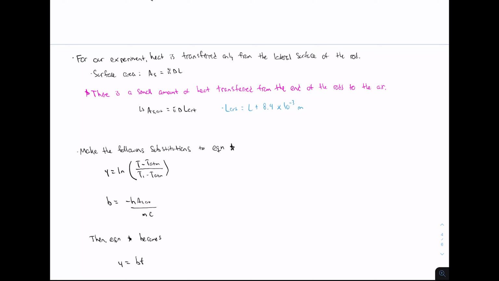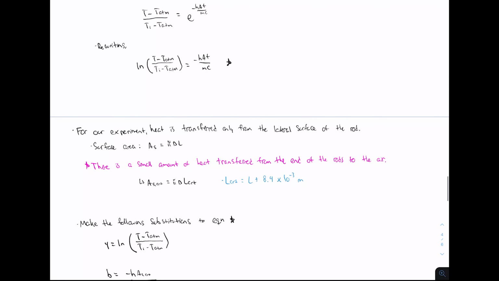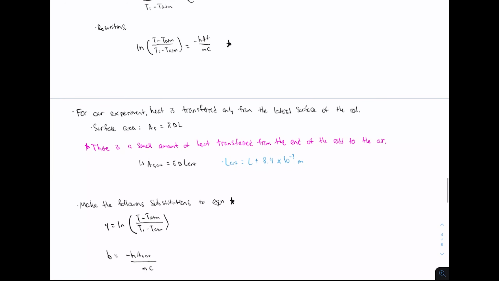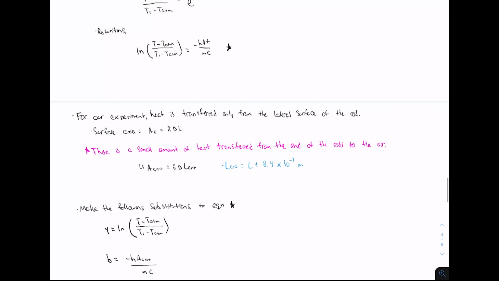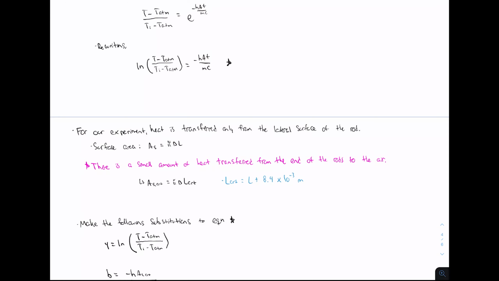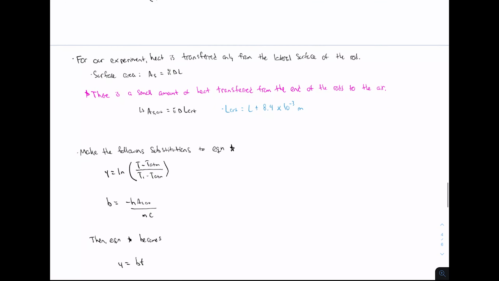Okay, so now I've made those substitutions where y equals just the left-hand side of equation star, and b is equal to a portion of the right-hand side of equation star, but I didn't include the time variable. So if we rewrite equation star, then we have y equals b times t, and this is saying that our non-dimensionalized temperature difference is a linear function that depends on the time t. We're going to use this to find the convective heat transfer coefficient h.